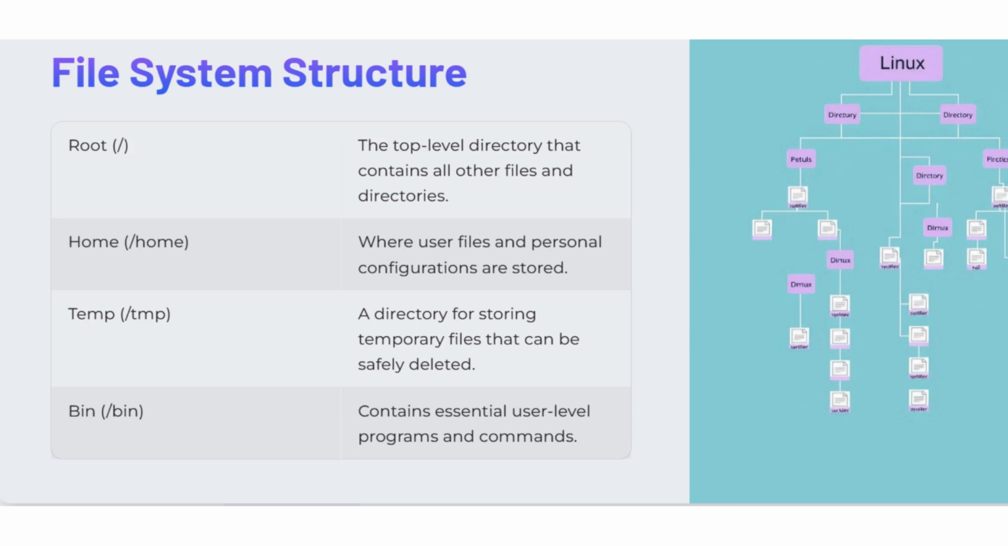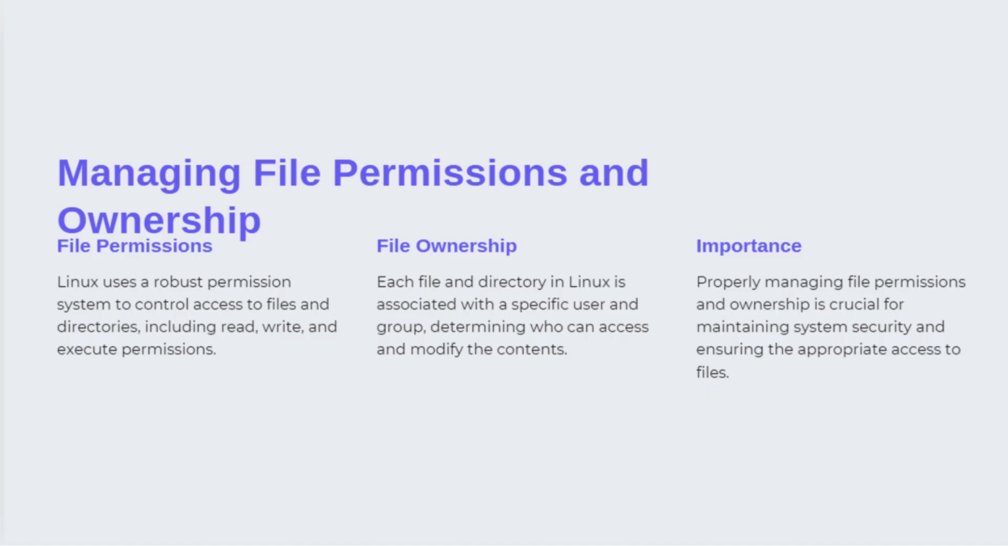File system structure. In the file system structure, there are root, home, temp, which we call temporary, and bin. Root is the top level directory that contains all other files and directories. Home is where users' files and personal configurations are stored. Temp is a directory for storing temporary files that can be safely deleted. Bin contains essential user level programs and commands.